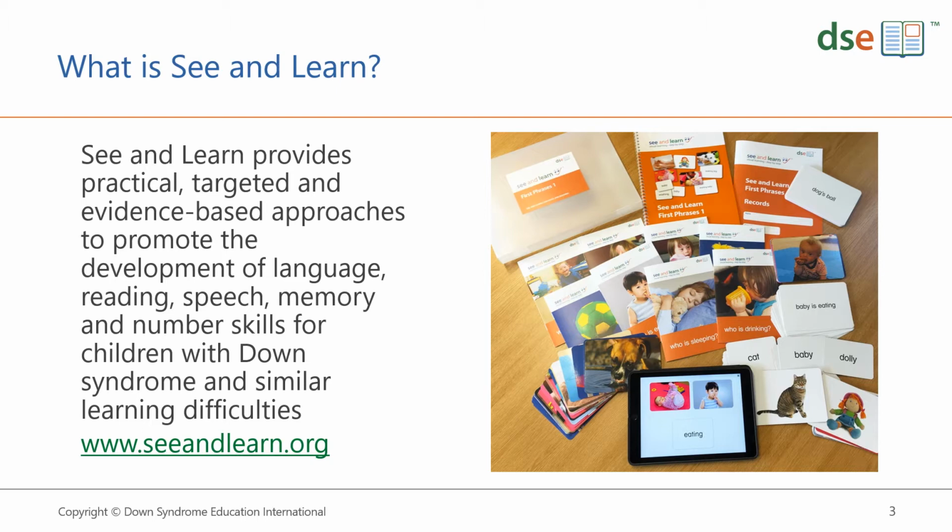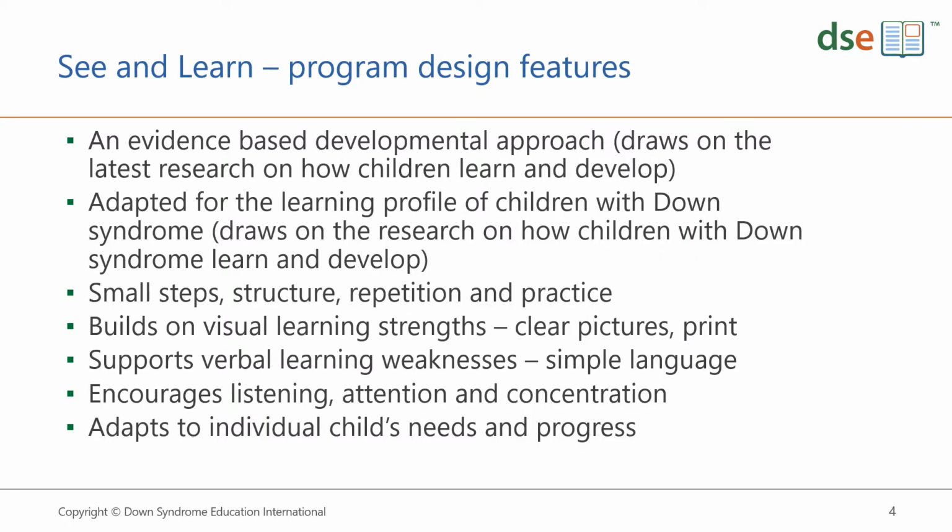At the moment, the See and Learn programs cover language and early reading, speech, memory and number skills. So there are 4 separate programs, and within each of those, there are a number of steps taking children through learning in developmental order. All our See and Learn programs have some design features in common, so it's useful to look at these before turning to a specific program in more detail.